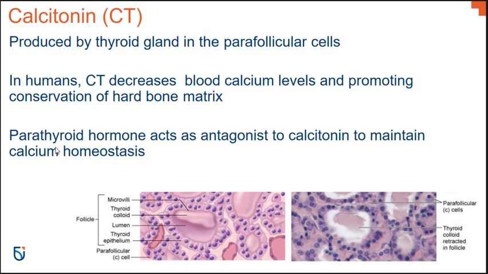If calcium levels are high, then calcitonin would work to take calcium out of your blood and deposit it into your bone. And so that's how they work in opposition. And these hormones then work on a negative feedback loop as well.